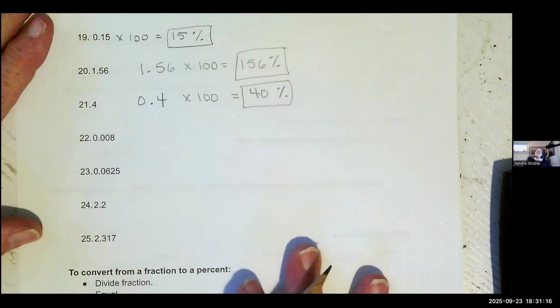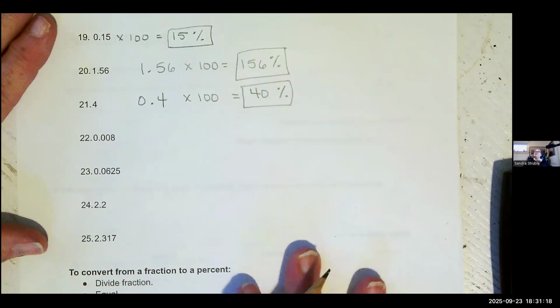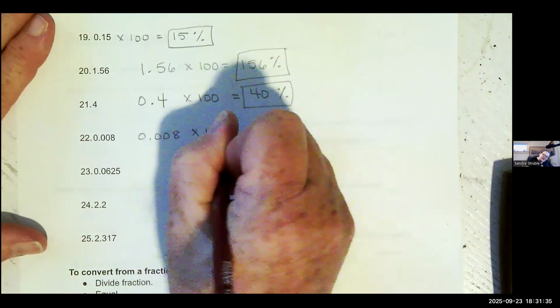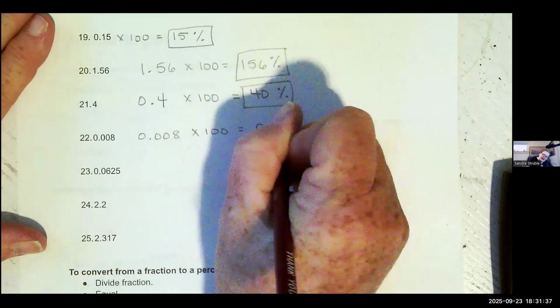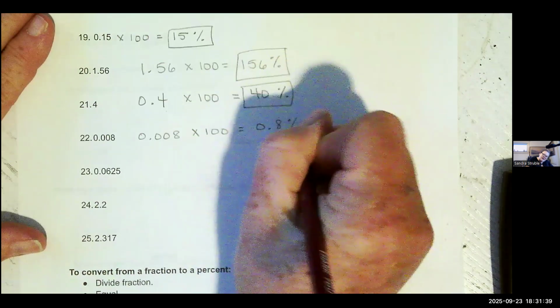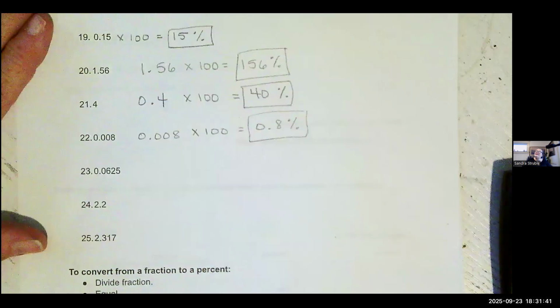This next one threw some students for a loop. I want you to attempt this one by yourself and then come back to see how I did it. Okay. So 0.008, and we're converting it to a percent. I'm going to do the same thing, times 100, and I got 0.8, but I need a percent sign. It is okay that it is a decimal. It's still a percent because we multiplied it by 100. It's just a very tiny percent.